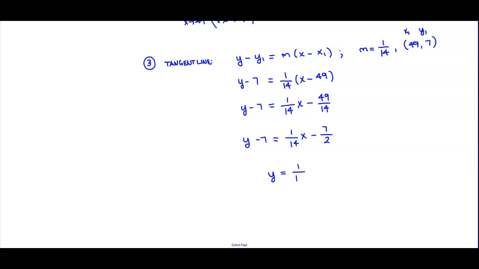So we get 1 over 14 x minus 7 over 2, and that's plus 7. Okay, so if we look at this fraction, we get negative 7 over 2 plus 14 over 2, which then gives us positive 7 over 2. So y equals 1 over 14x plus 7 over 2.